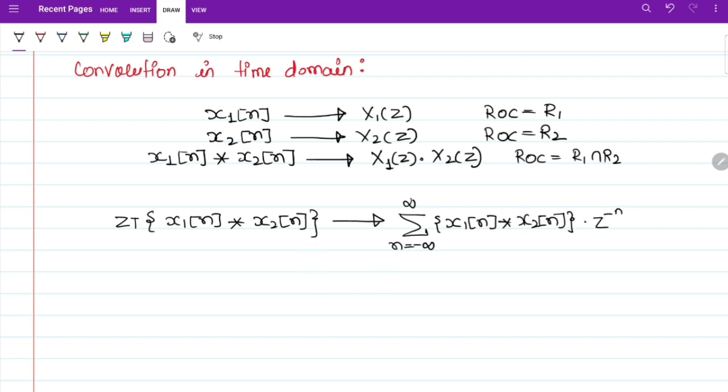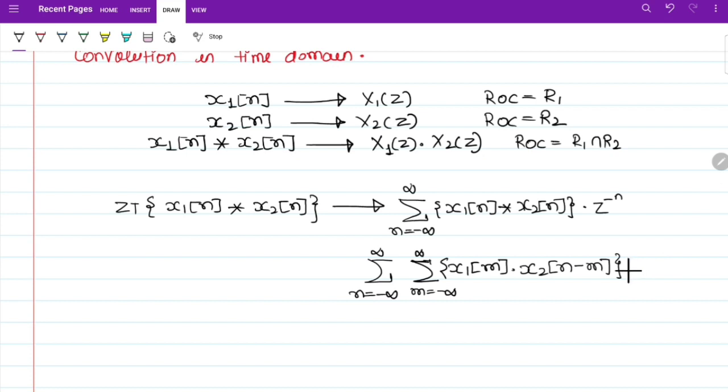Now summation of n is equal to minus infinity to infinity, we use the convolution formula. This will be summation over m is equal to minus infinity to plus infinity x1 of m, right, into x2 of n minus m. If you don't remember the convolution formula, see the previous video, you will get to know in signal and system. So this is how we find convolution, into z to the power minus n.